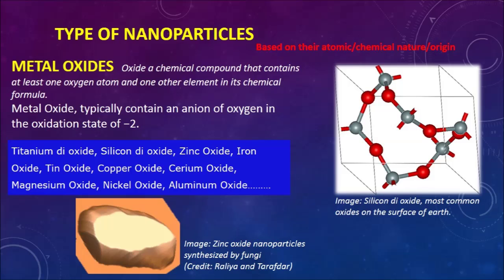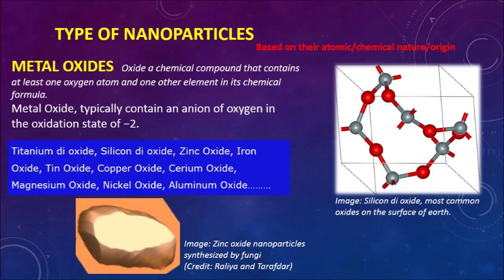The second is metal oxide nanoparticles. So what are oxides? Oxides, as you can see in the image of silicon dioxide, which is the most common oxide present on the surface of Earth. An oxide is basically a chemical compound that contains at least one oxygen atom in its chemical structure, and a metal oxide typically contains an anion of oxygen in the oxidation state of -2.